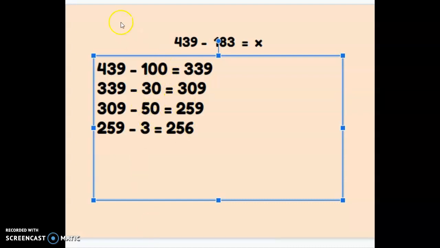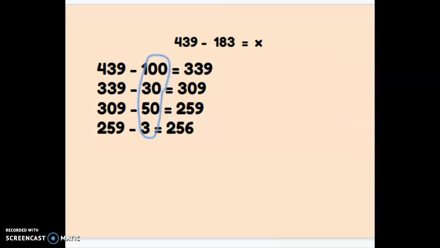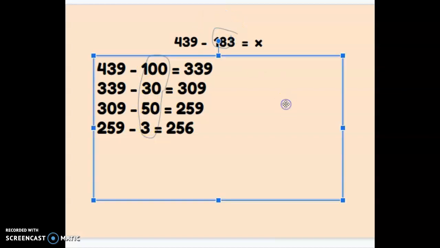Making sure that, and I'm going to go ahead and put a mark here for you, these numbers here, when added back together, equal the number that is here. So 100 plus 30 plus 50 is 180, plus 3 more is 183. So they have to match the second number, the one you're taking away.